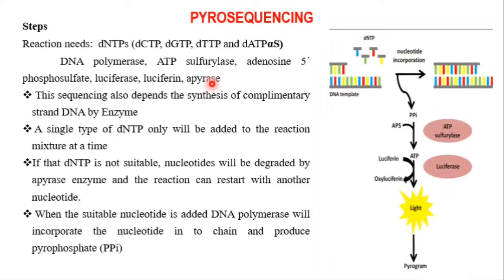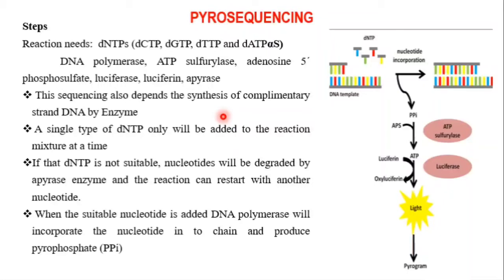This sequencing also depends on the synthesis of the complementary strand of DNA by the enzyme. In the Sanger's method of sequencing, we add all dNTPs to the reaction, that means all the dNTPs are present in the reaction mixture every time.